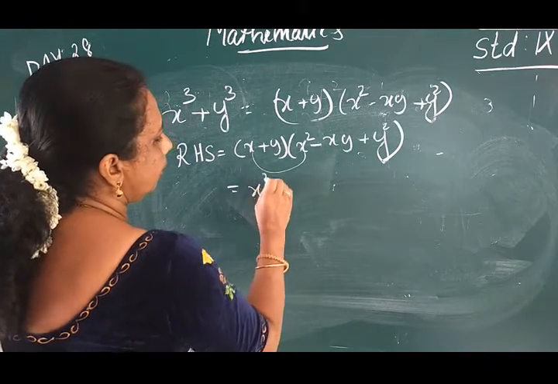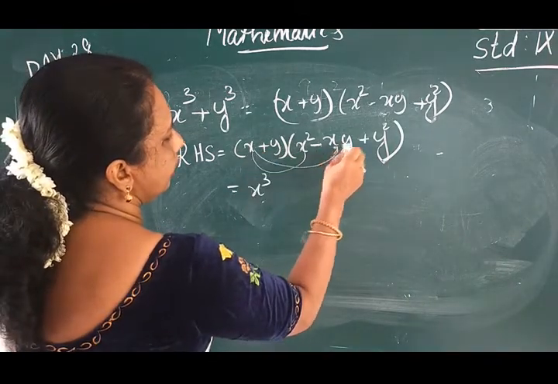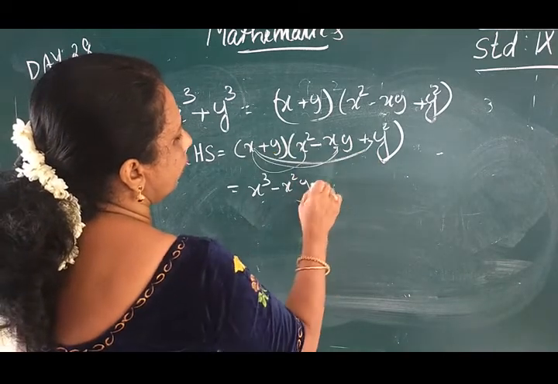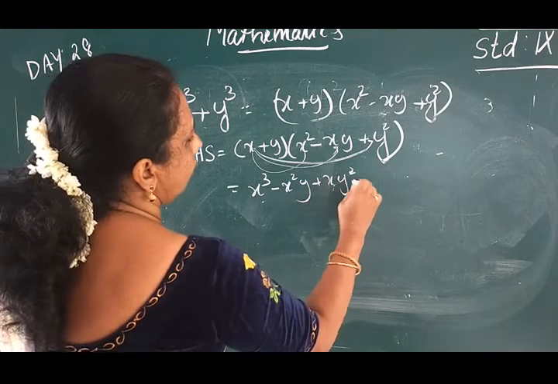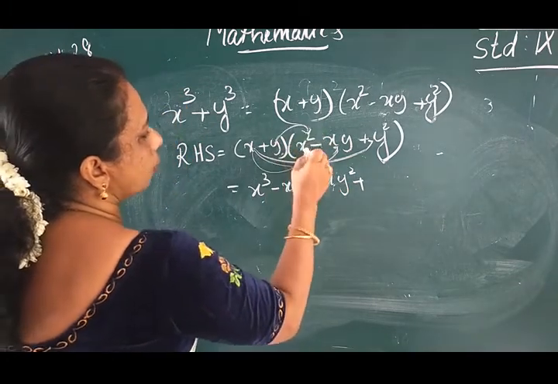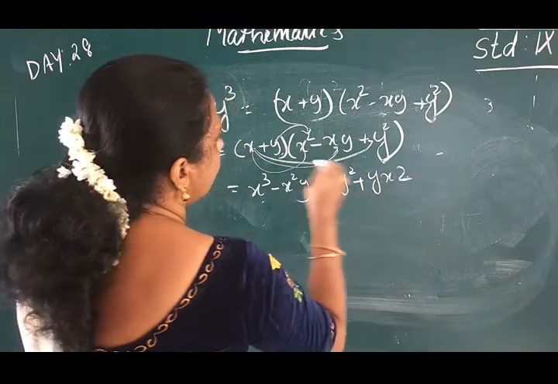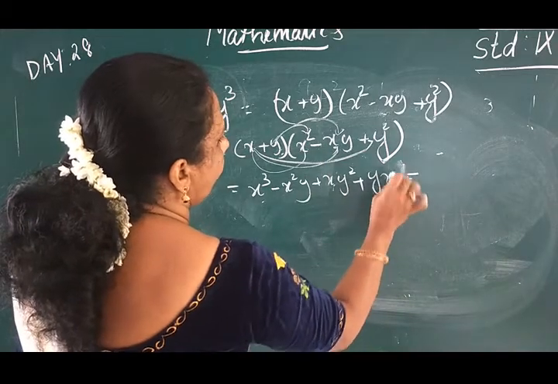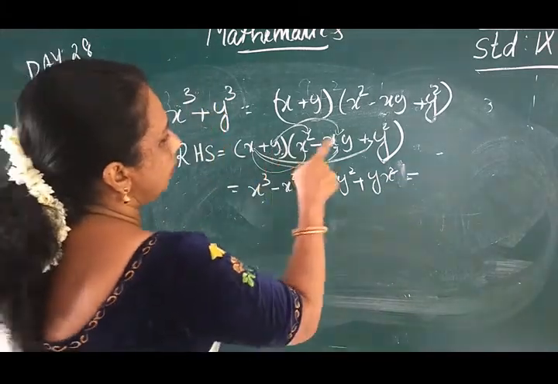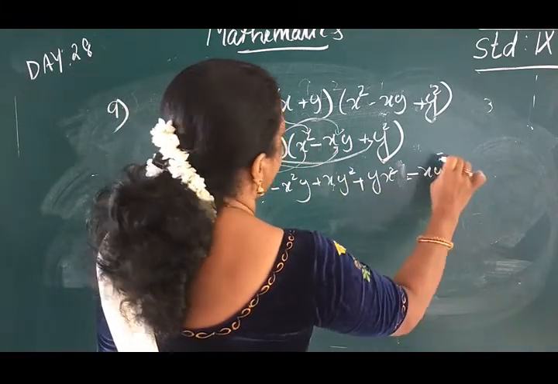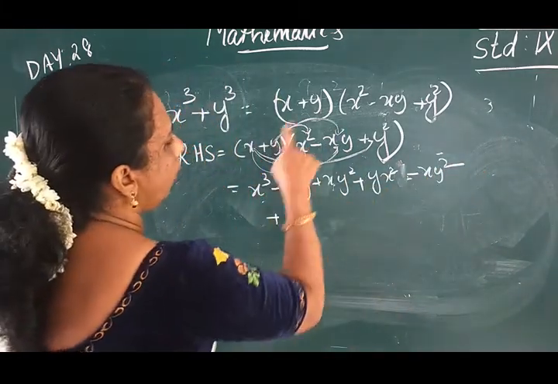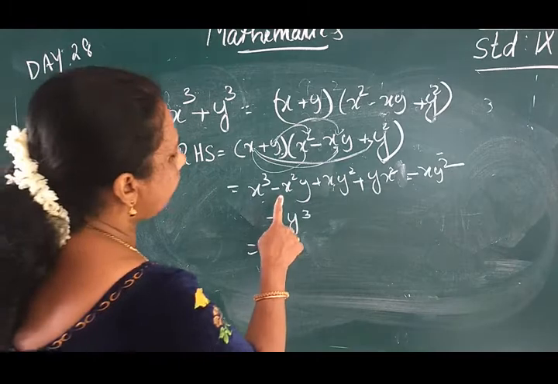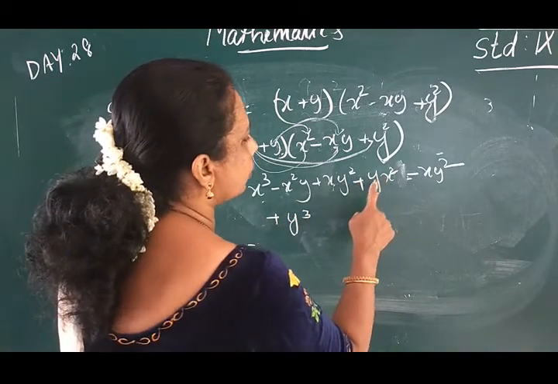X into x square is x cube, x into minus xy is minus x square y, x into y square is plus xy square, plus y into x square is yx square, and y into minus xy is minus xy square, plus y into y square is y cube. That is equal to minus x square y plus x square y, which cancel.